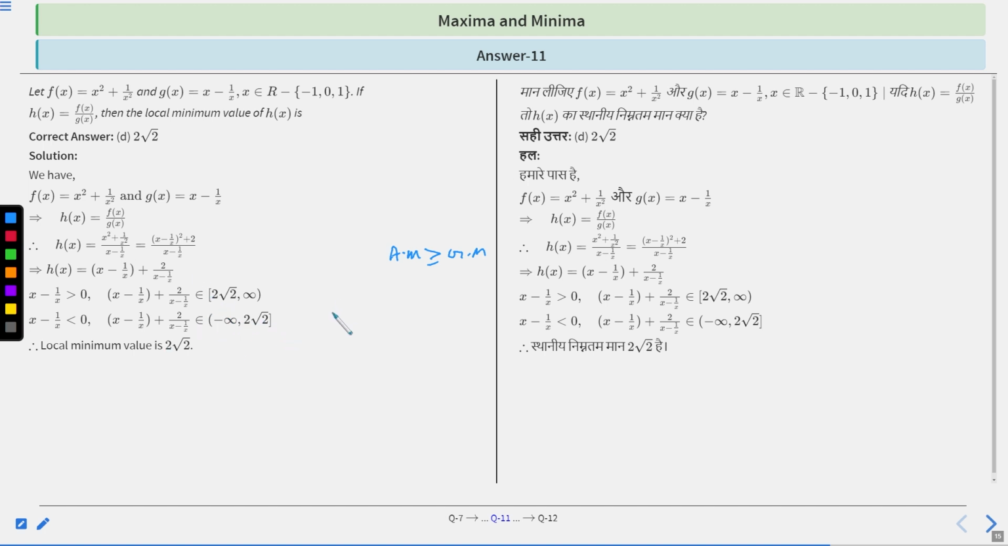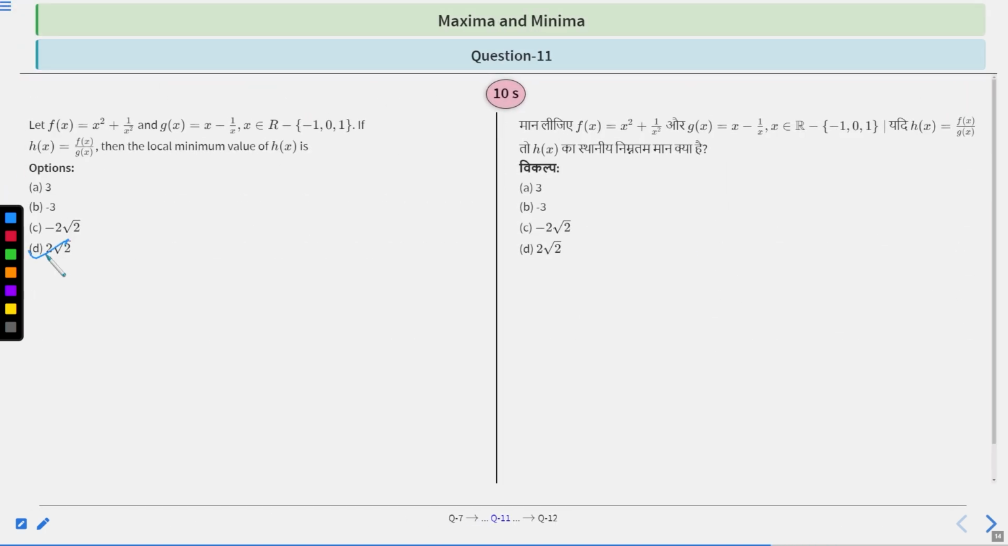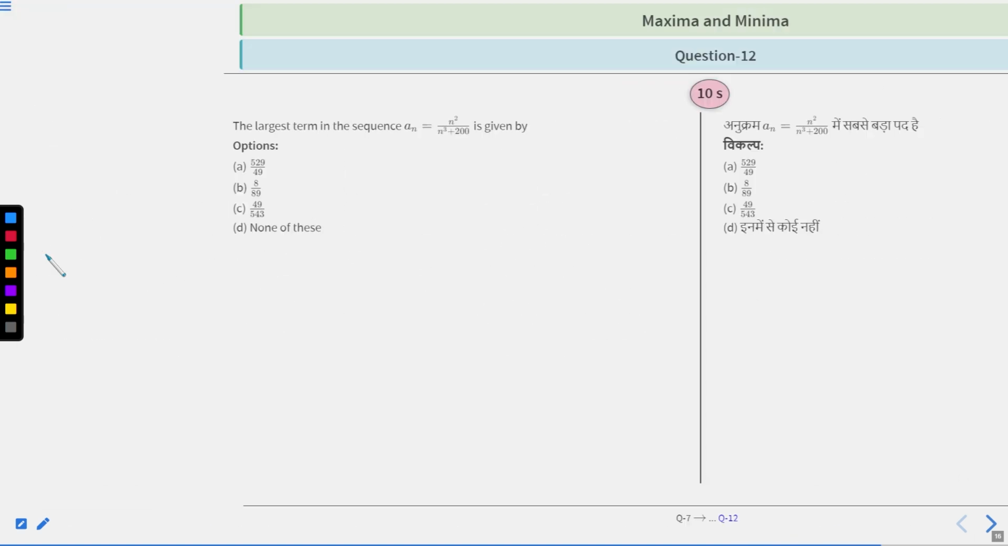By using the arithmetic geometric mean, you can see that the local minimum value is basically 2 root 2, right? Clear? Local minimum value will be 2 root 2. Got it? So I think option D is the right choice. 2 root 2, D is the right choice. Okay, let's move to the next question.